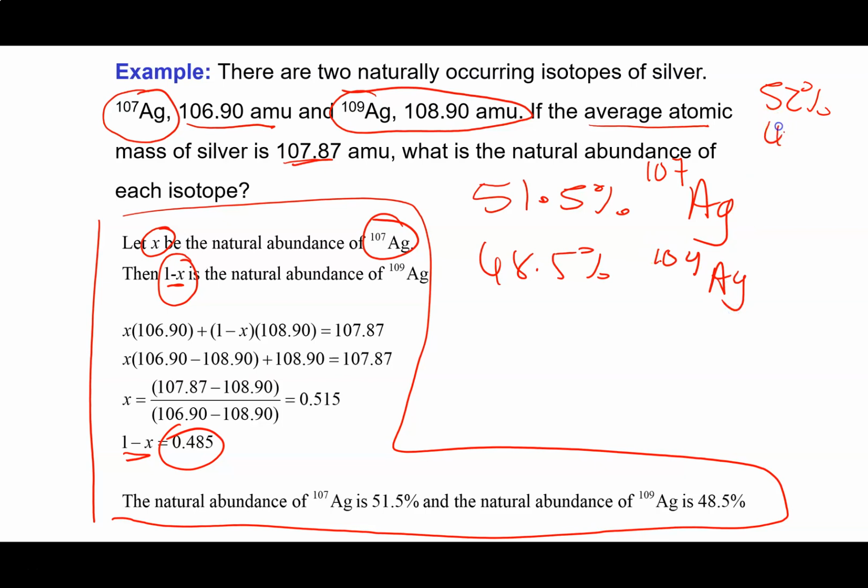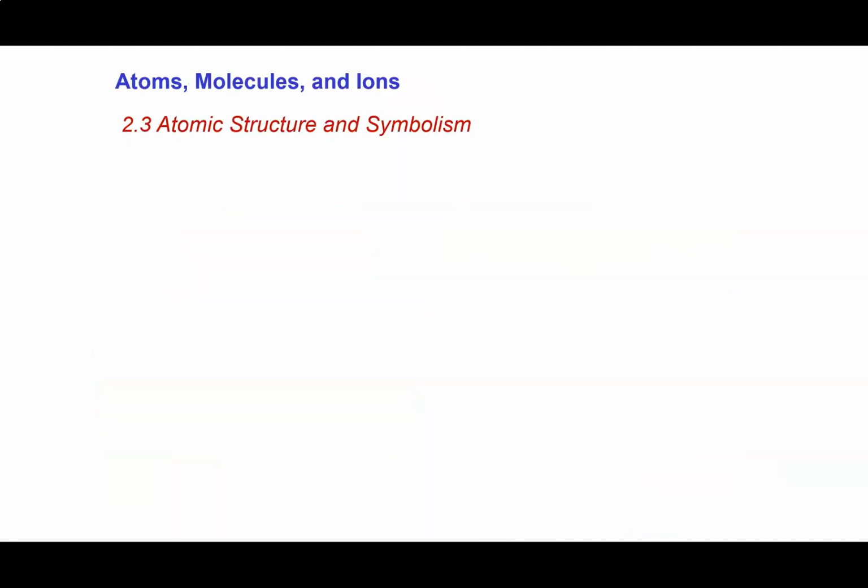Not bad, because my guess was 48%. So I was pretty good at guessing, within 0.5%. I might have seen this problem before. Okay, so this is a really, really common Chemistry 161 problem involving average atomic mass that you probably haven't seen in Chemistry 139. Okay, so that ends this section on atomic structure and symbolism.